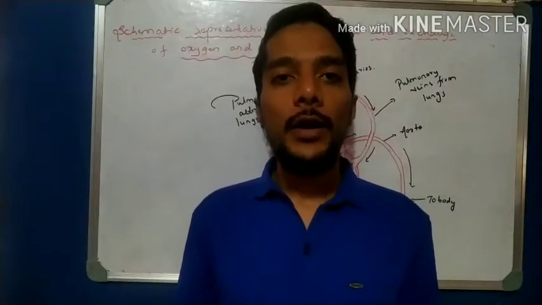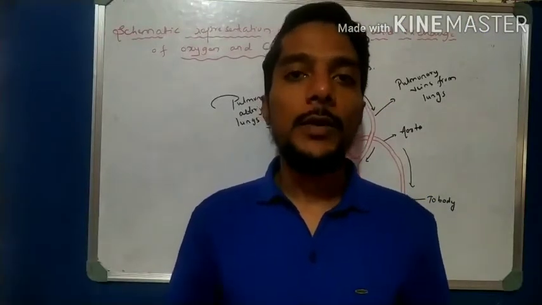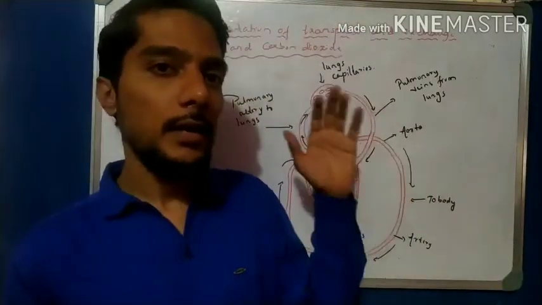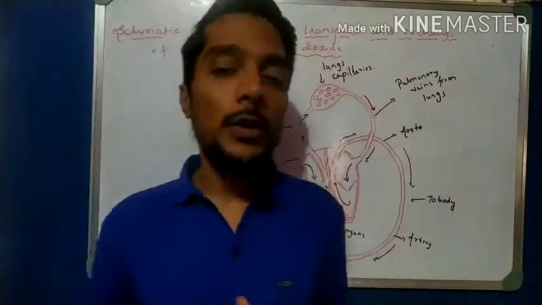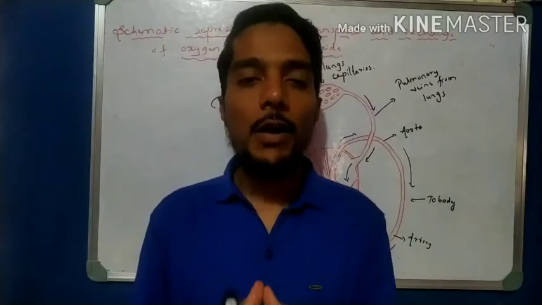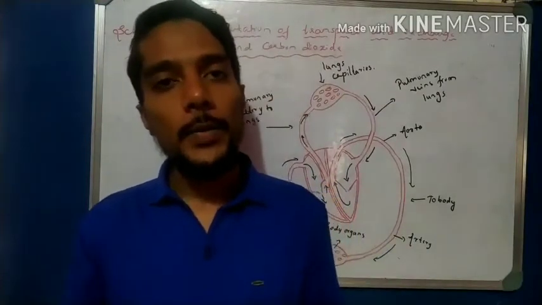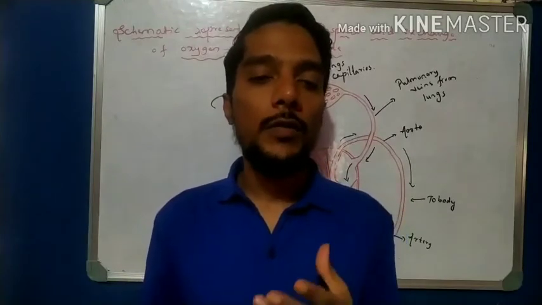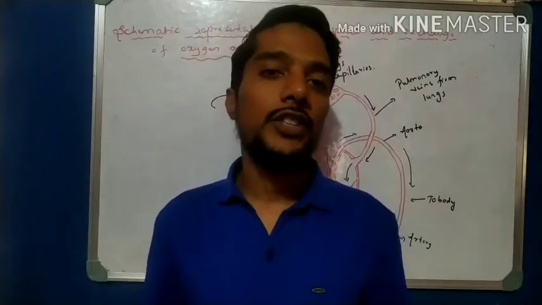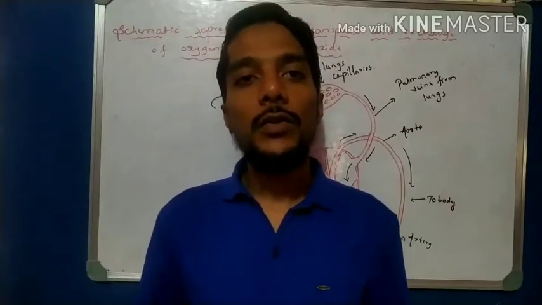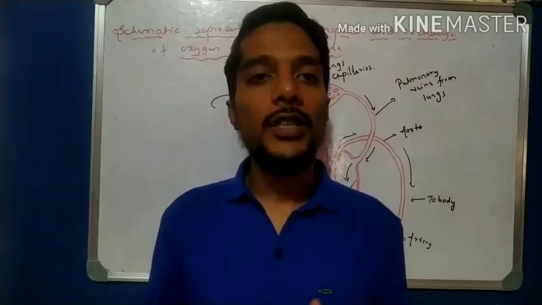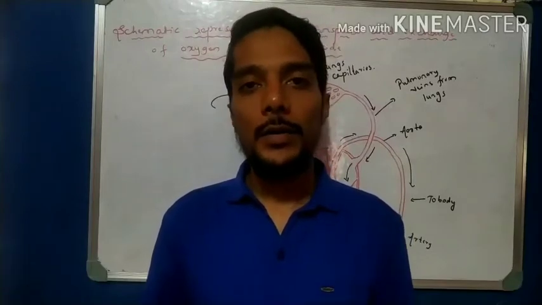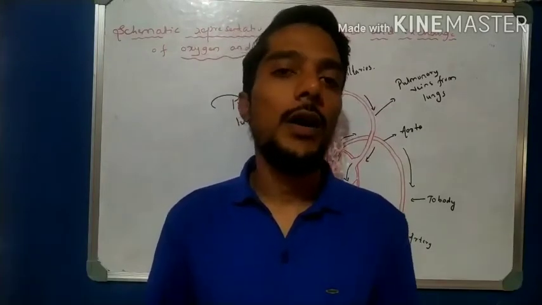Hi students. Now in this video of the life processes chapter, we are going to learn about the schematic representation of transport and exchange of carbon dioxide and oxygen inside the body. In the last video, we took the very important concept of this chapter, that is transportation. In transportation, we learned the two major parts: one is blood and the other is the pumping organ, the heart, and the working and function of the heart.